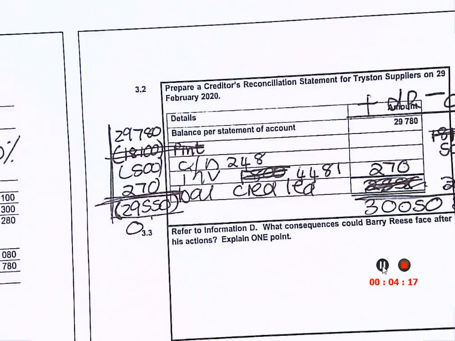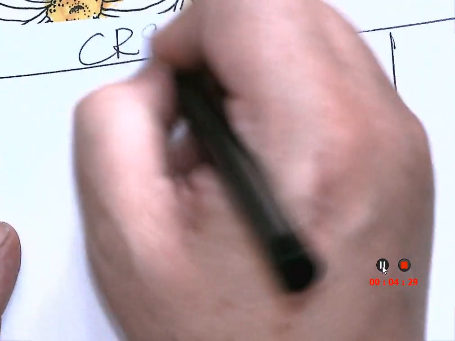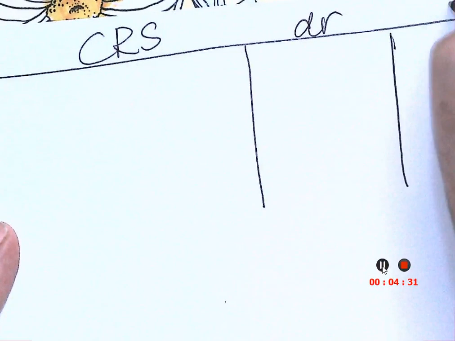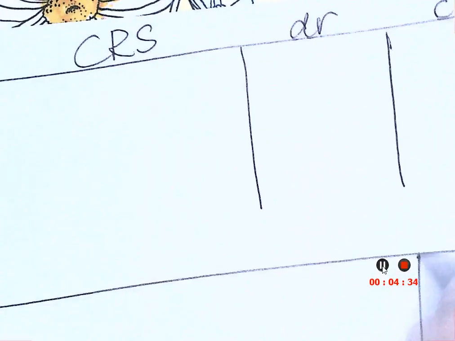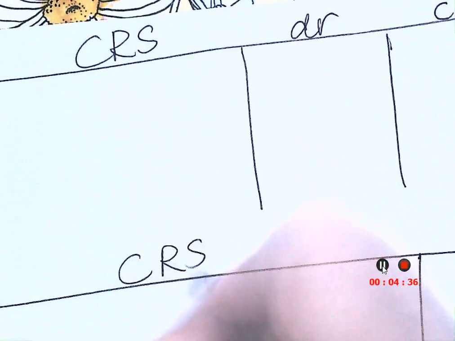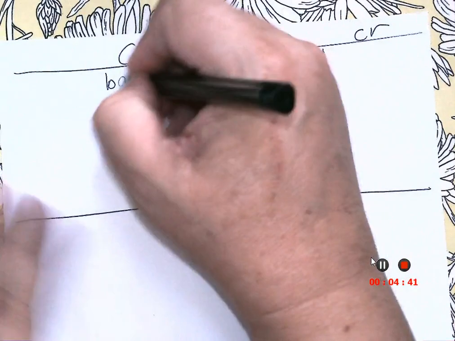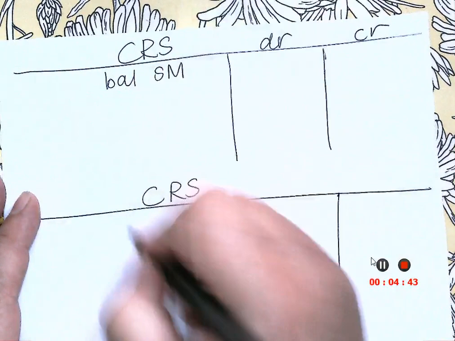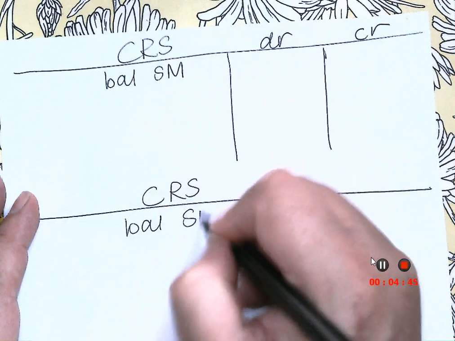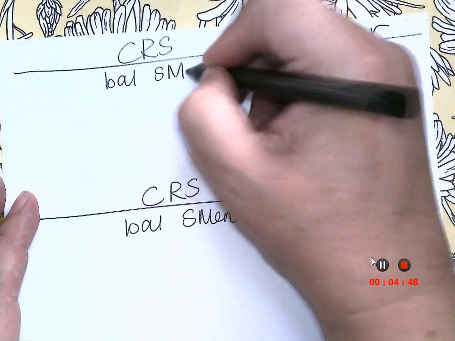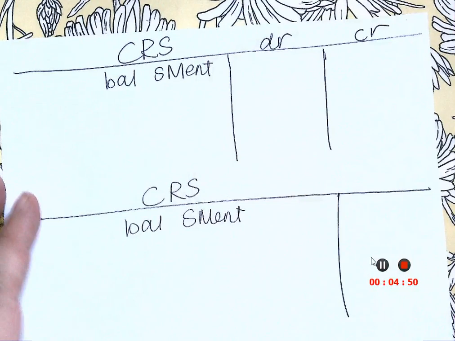Okay. This space is too small for me. I'm going to redo it here so that we can see what we do. So if I look at the recon, the two column method, and if I do it the one column method. Okay, I'm going to do it nice here. So I would start with a balance according to the statement. Balance according to the statement. Rather write statement than just SM.